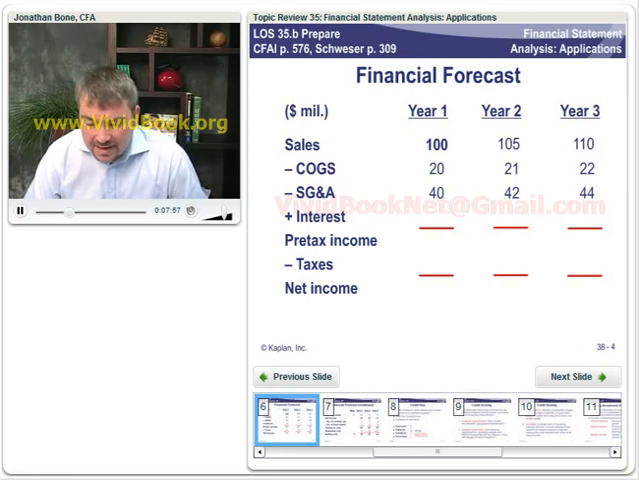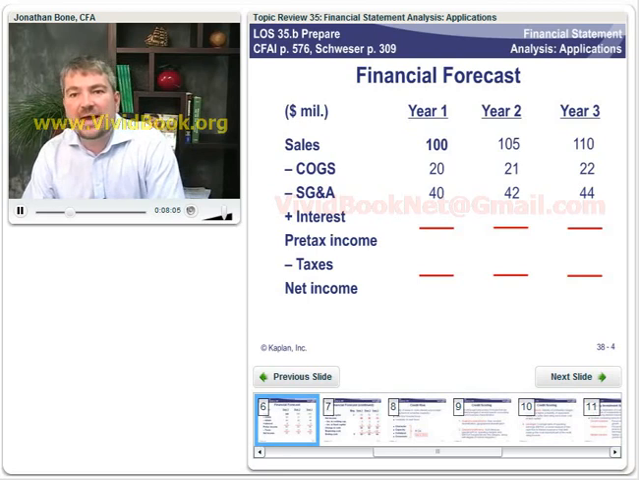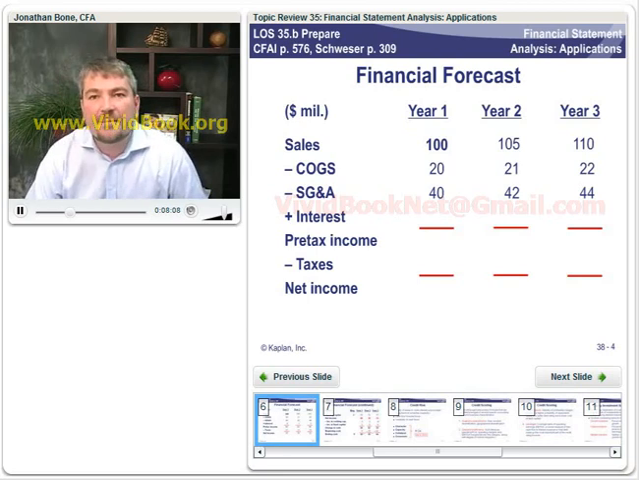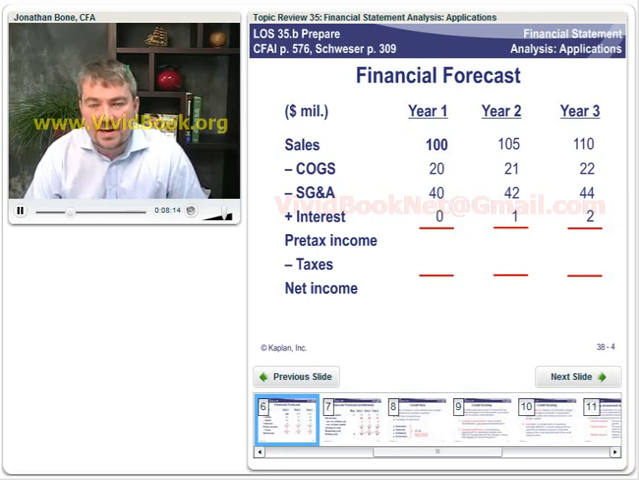You've then got our interest. And remember, we said we're going to work out interest as 5% of opening cash. Now, we haven't got any cash at the beginning of the first year, so cash in the first period is going to be 0. We have got interest in years 2 and 3, but we're going to have to look at the next slide to actually determine that. Because remember, it's 5% of opening cash, so we need to know what opening cash is before we can actually establish that figure for year 2 and year 3 of 1 and 2 respectively.